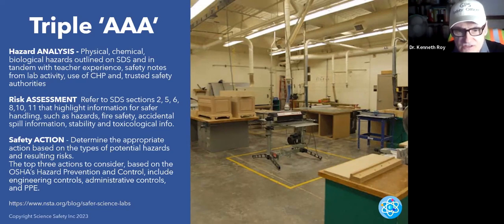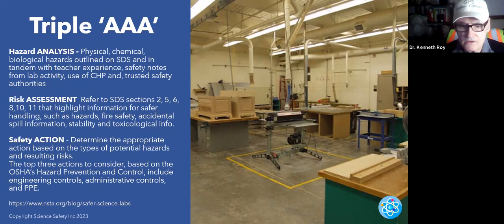Determine the appropriate action based on the types of potential hazards and resulting risk. No kidding. The top 3 actions to consider based on OSHA's hazard prevention and control include, number 1, engineering controls. What's an engineering control? That's the technology that's going to help make it safer, like ventilation, fume hood, eye wash, shower, electrical controls, et cetera. Those are all engineering controls, which your laboratory needs to have.